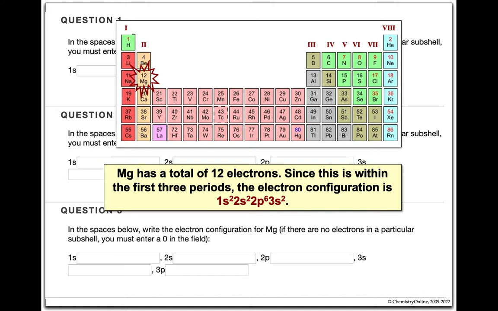On Blackboard, you would show that with a 2, another 2, a 6. Instead of the 2, 2, 2, you do the total 6. The 3s is also a 2. There's nothing in the 3p, is there? But on Blackboard, you must enter the 0.